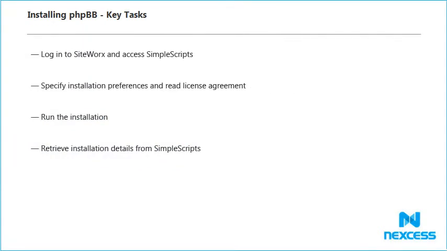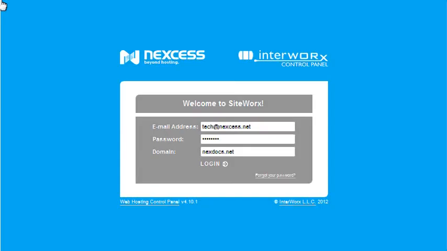During the course of this demonstration, you will see how to log into SiteWorks, access the Simple Scripts page, specify installation preferences for phpBB, run the installation, and finally retrieve installation details so that you can access your phpBB instance. To get started, you will need to access the SiteWorks login page and then log in using your SiteWorks login information. This information can be found in the welcome email that was sent to you when your Nexcess account was activated. In this demo, we will log into the SiteWorks account that we have set up specifically for demonstration purposes.